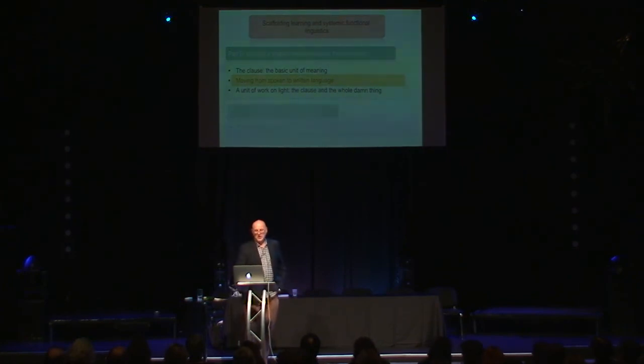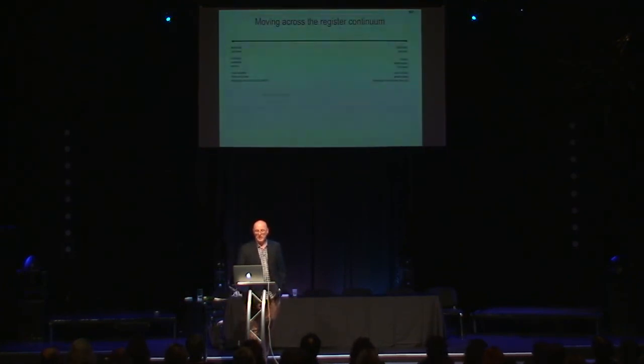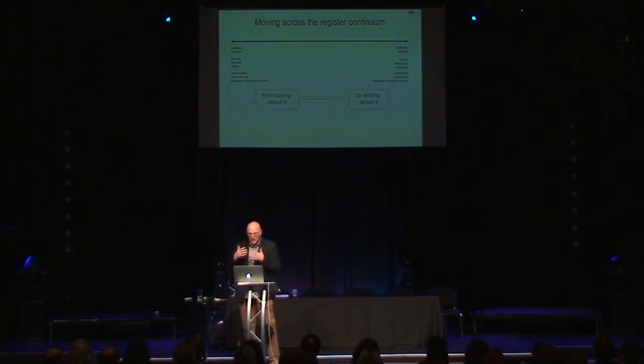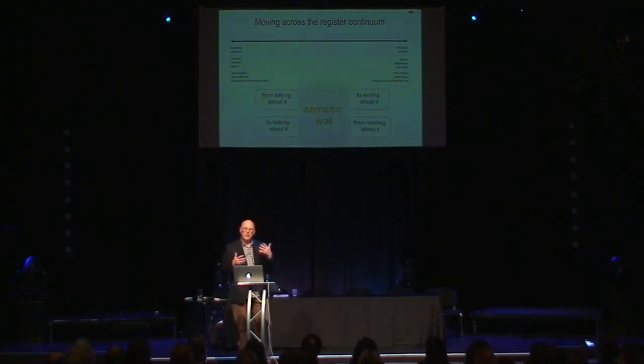Okay, let's move to the second one, moving from spoken to written language now. And this raises this whole issue that talking about it and writing about it are very different kinds of spaces, very different meaning-making spaces, and one that some children never move to, and similarly from reading about it to talking about it. So we can think about these shifts across the register continuum as a kind of semiotic wall, a meaning-making wall that the kids have to work through, right?